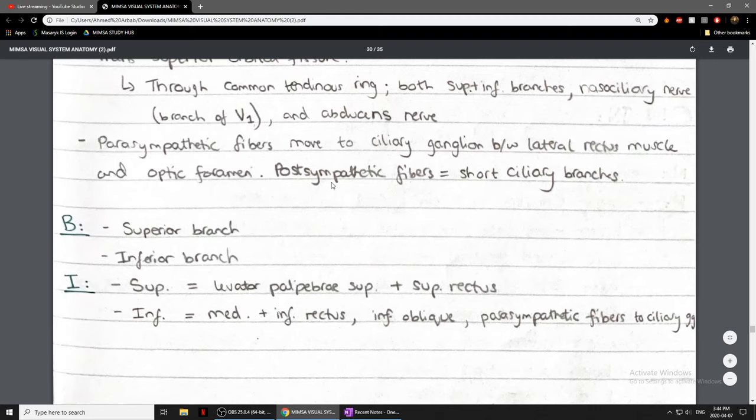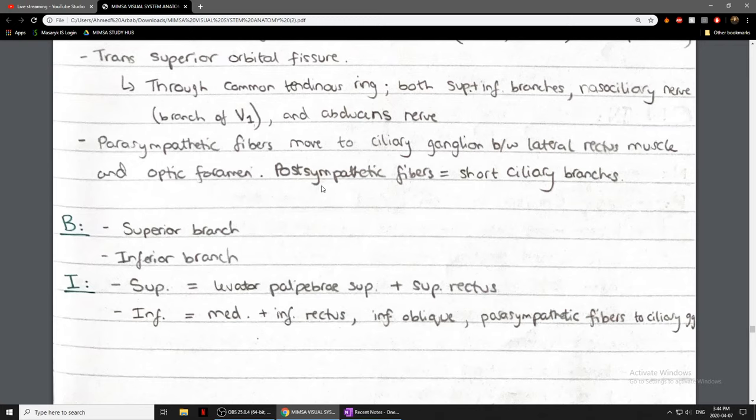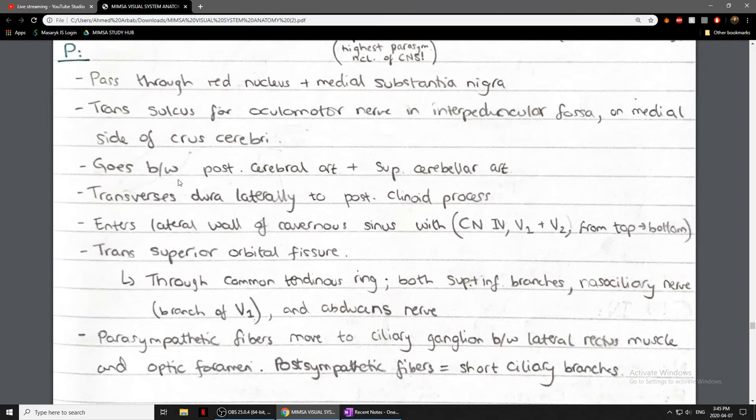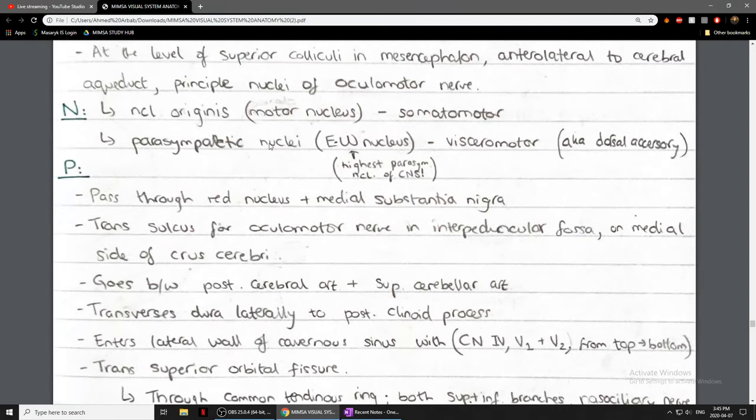So for the purpose of miosis, the constriction of the pupil is a parasympathetic function, and those fibers are the short ciliary branches that enter the iris. These short ciliary branches are coming out of the ciliary ganglion, which is being fed parasympathetic fibers from the inferior branch of the oculomotor nerve, and before the inferior branch, they originated from the parasympathetic nucleus, also known as the Edinger-Westphal nucleus.